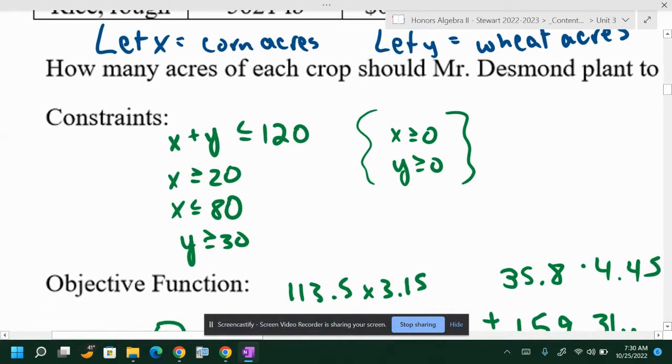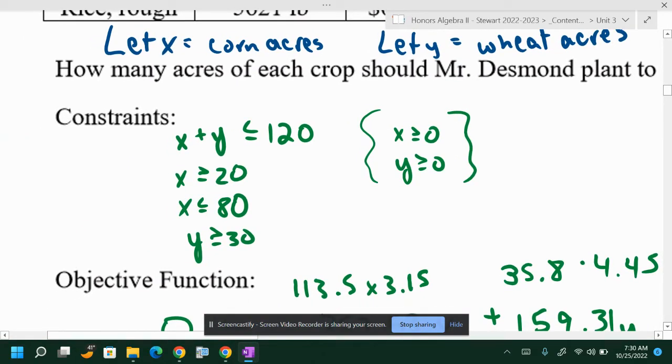So as you can see here in my constraints, I've got all those in there, and then of course I've got the ones that aren't mentioned: x is greater than or equal to 0, and y is greater than or equal to 0. Those are not specifically mentioned, but just remember that whenever we have these types of word problems, there are no negative solutions.